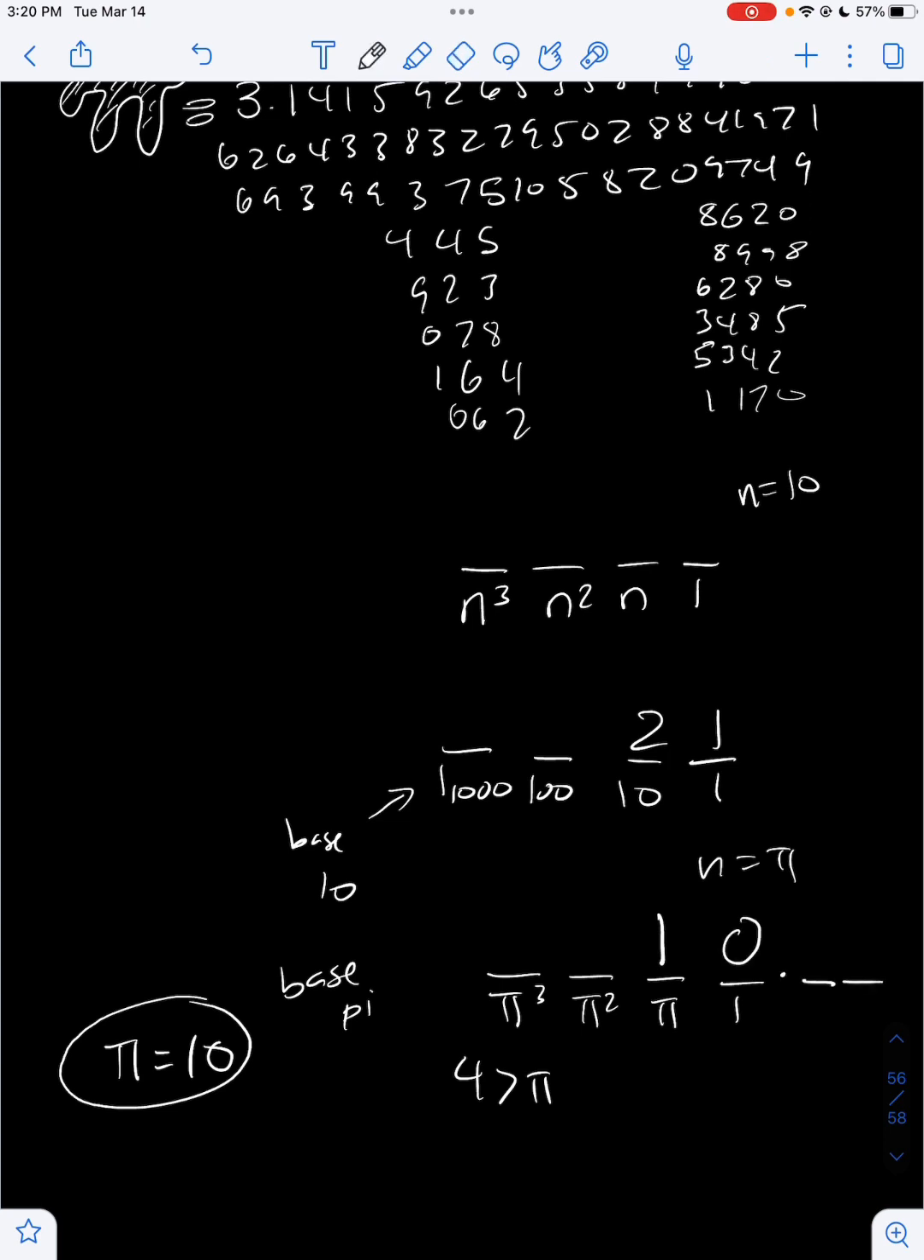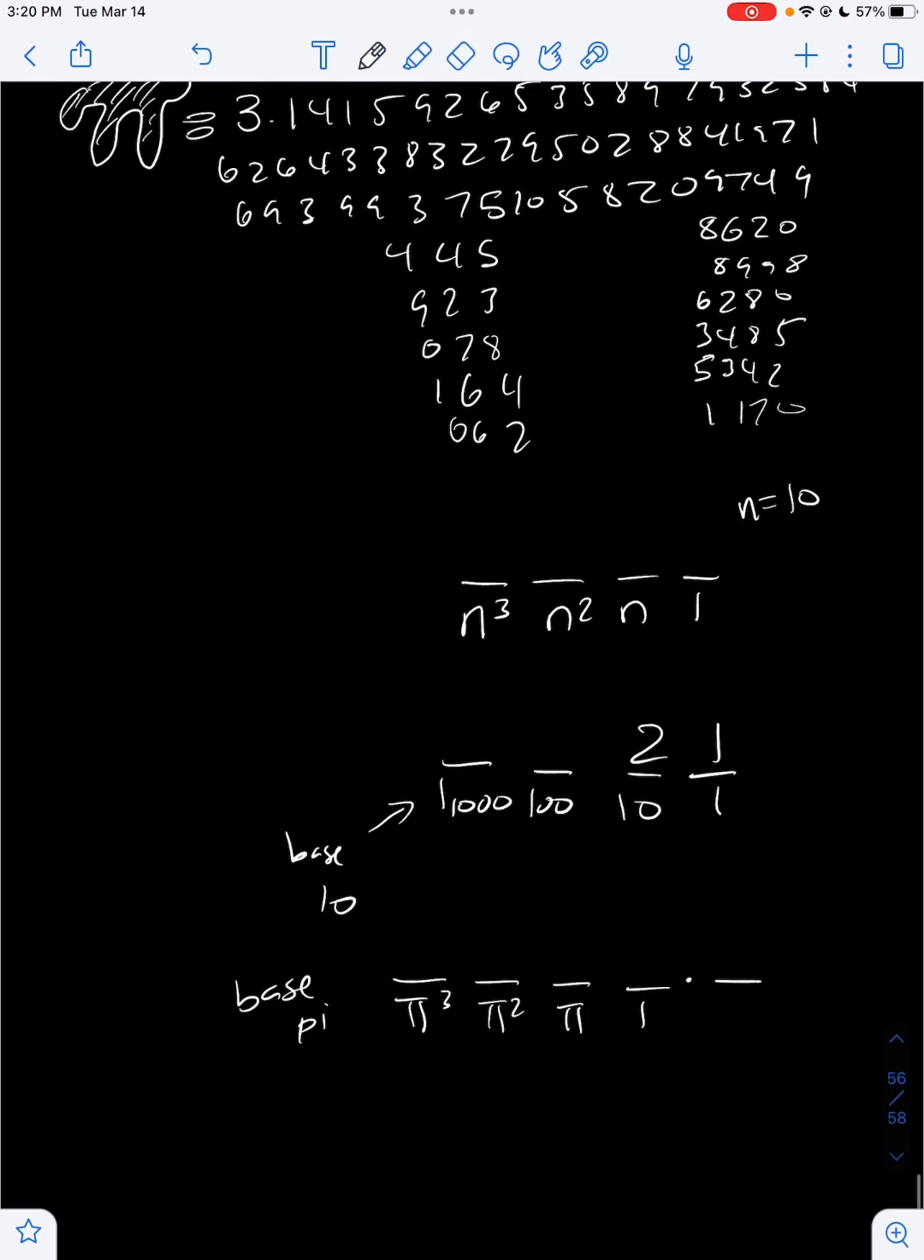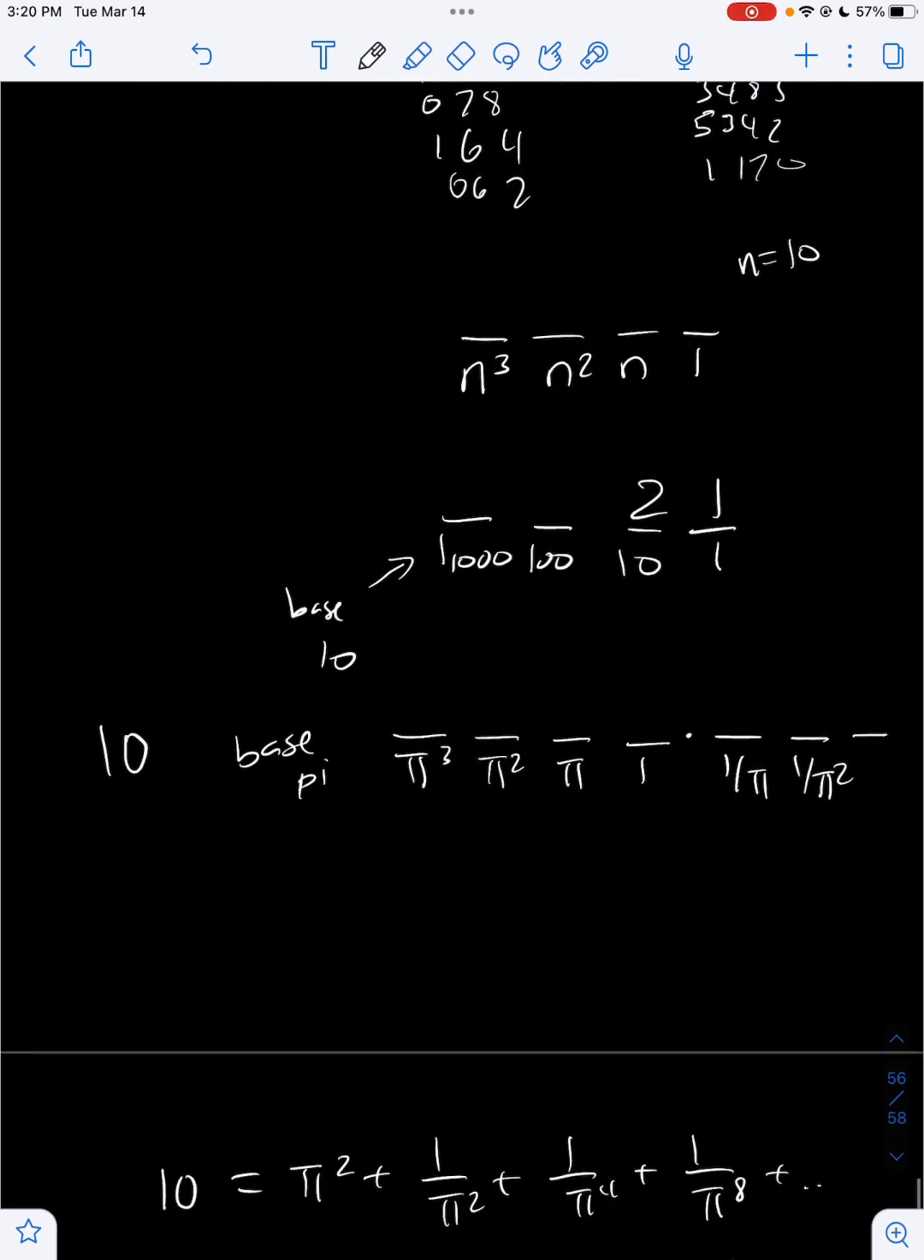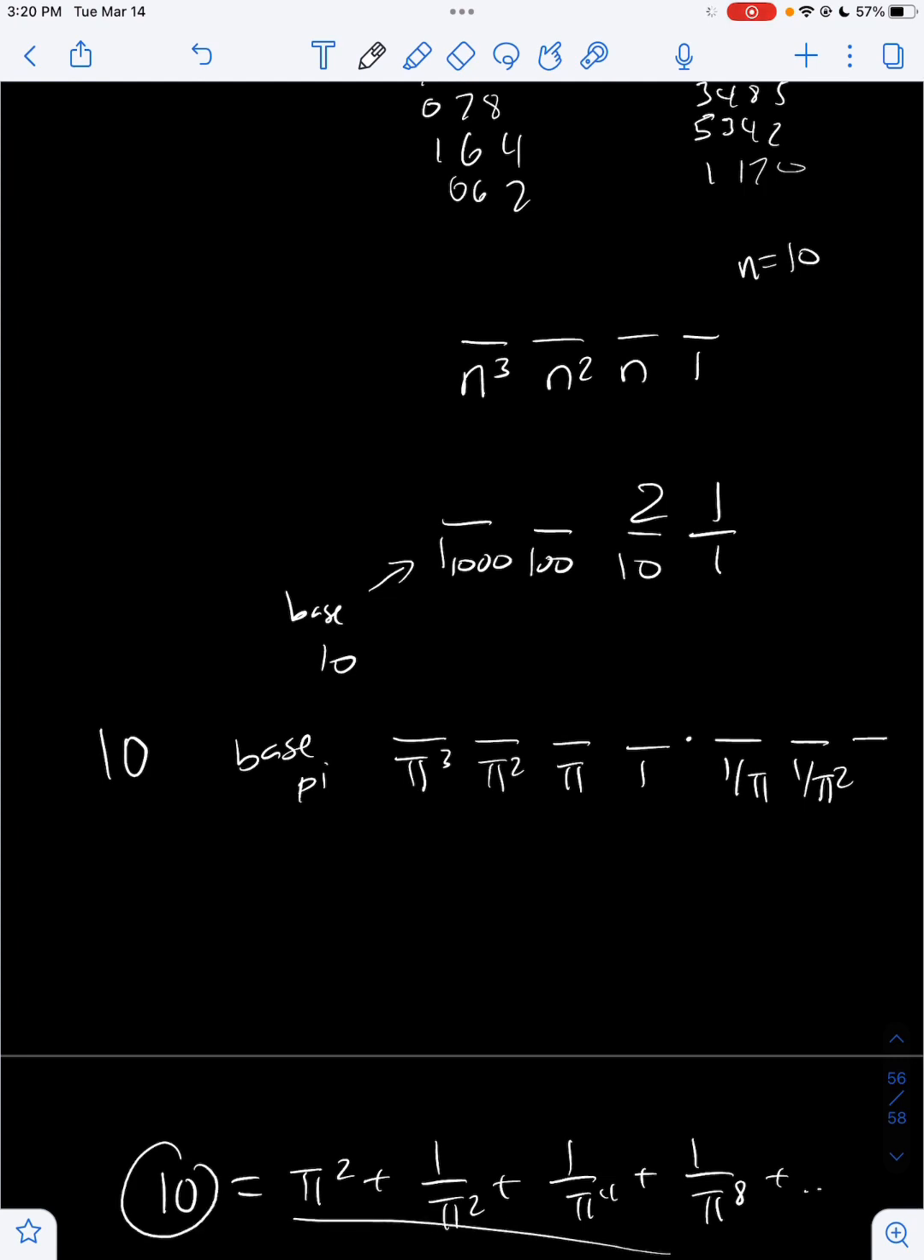So how does that work in base pi? Well, it's pretty simple. We're going to have 1 over pi, 1 over pi squared, 1 over pi cubed, and so on. So what's 10 in base pi going to be? Well, to do that, you have to write out 10 in terms of pi, in a series of pi. And here is the formula that relates 10 to pi.